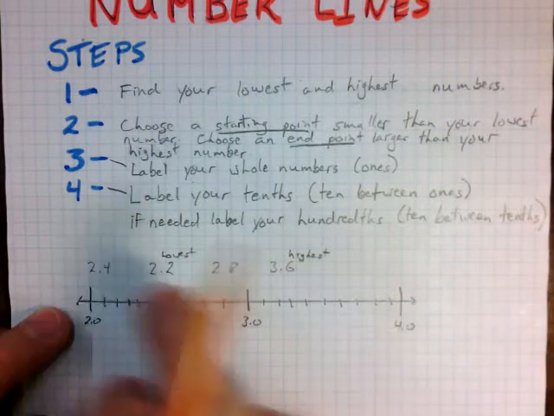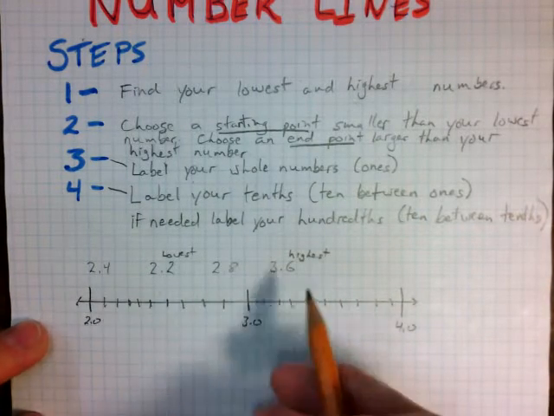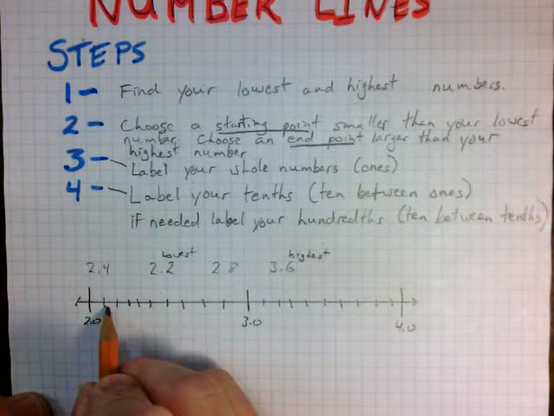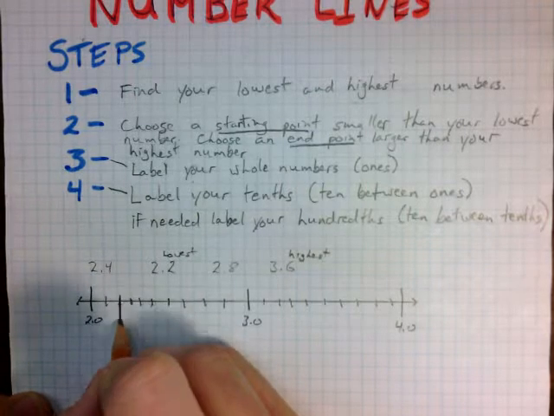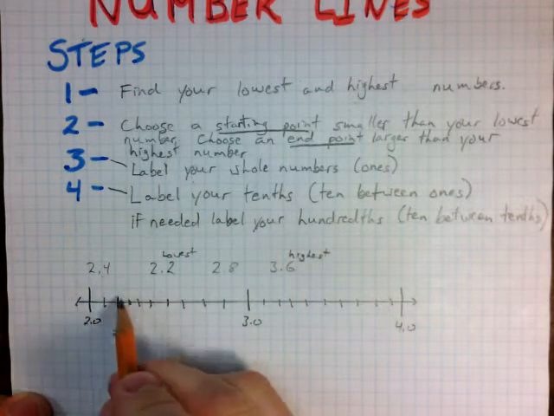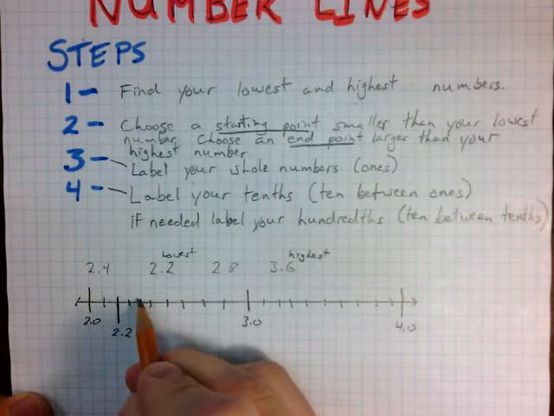Very last step, I should have put it up here, but very last step, I can go ahead and put these numbers on my number line. So this is 2, this is 2 and 1 tenths, 2 and 2 tenths, I can put right here. Next number would be 2 and 4 tenths, so 2 and 1 tenths, 2 tenths, 3 tenths, 4 tenths.